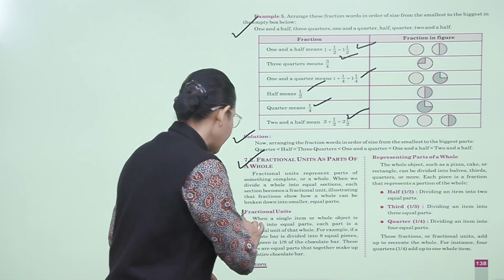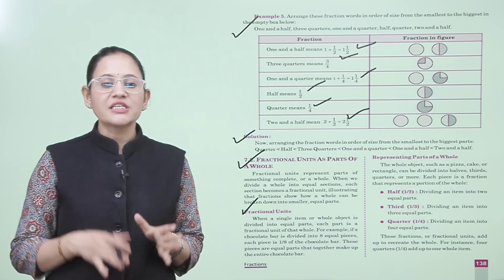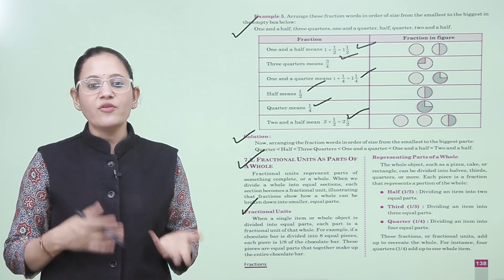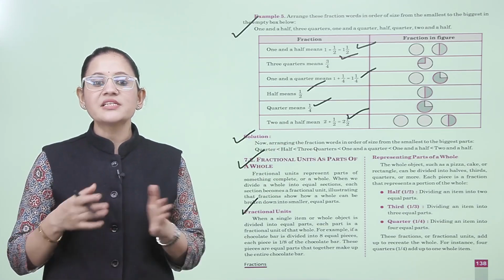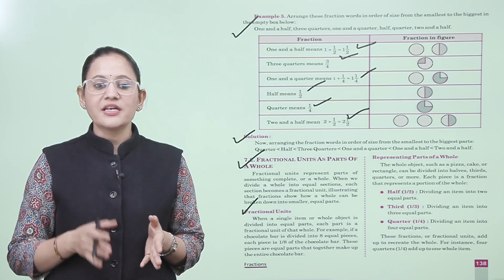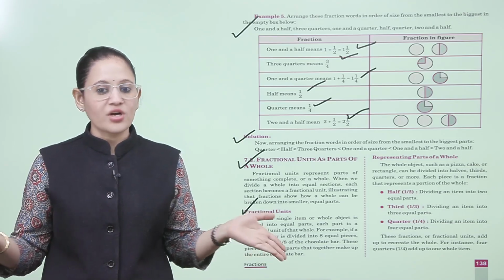Next, we will take fractional unit. When a single item or whole object is divided into equal parts, each part is called a fractional unit of the whole. For example, if a chocolate bar is divided into 8 equal pieces, each piece is 1/8 of the chocolate bar. These equal parts together make up the entire chocolate bar. Clear?